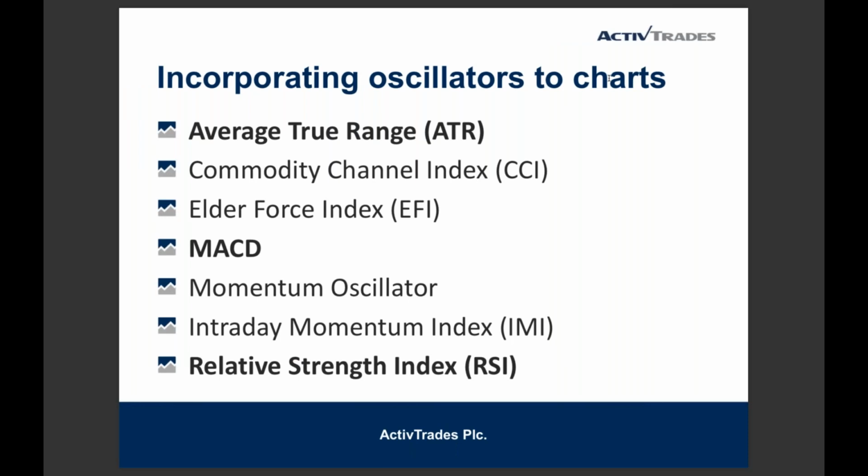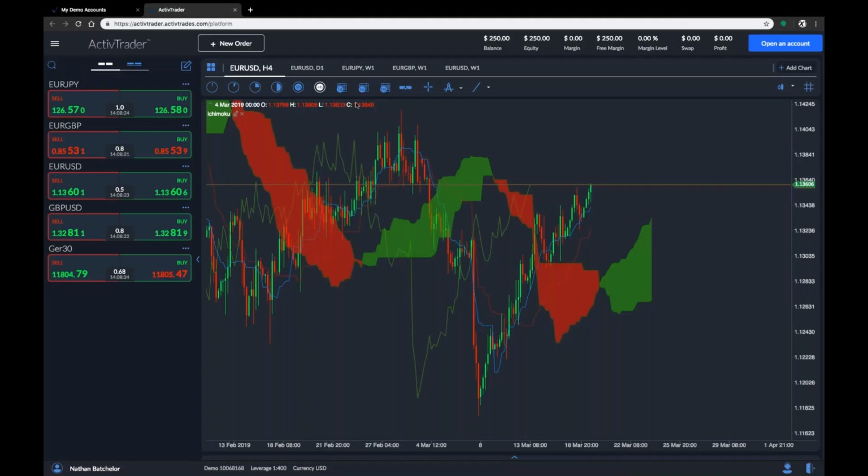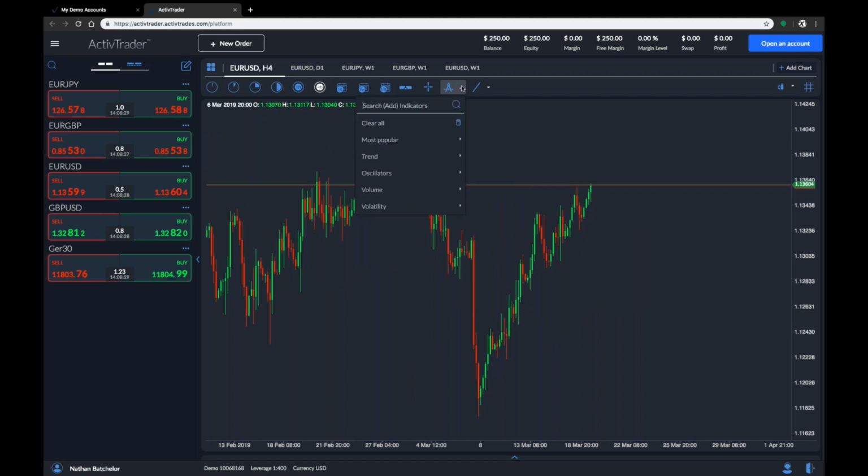Okay, so I'm going to be talking about incorporating the oscillators that are available on the new ActivTrader platform onto the charts, and they give a broad selection of either volatility, trend-based, or you'll see the oscillators are quite good for ranges. So if I just quickly go to this chart, to find them, the oscillators are located in a similar place to the trend-based indicators.